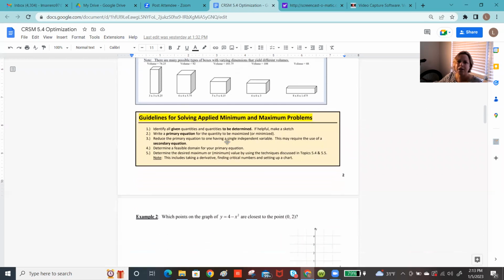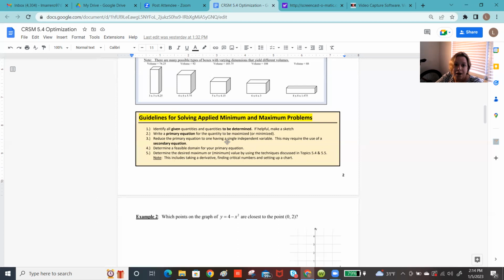So these are the guidelines to solving applied minimum and maximum problems. First, identify all the given information and what needs to be determined. If helpful, make a sketch. Do you know that I love sketches? For me, that's a must. Write a primary equation for the quantity that is going to be optimized. In this case, we worked with volume. The primary was volume because this is what we wanted to maximize. In other cases, it could also be minimized.